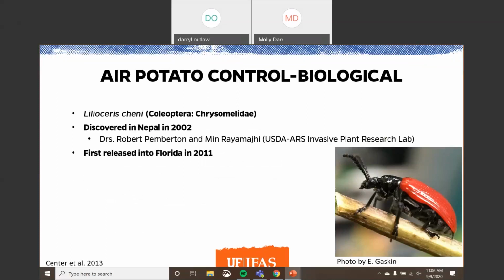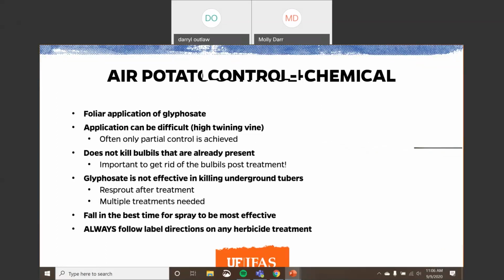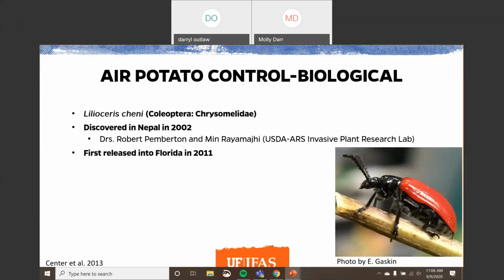Okay, but there is good news. So we covered mechanical control, we covered chemical control, and they're not super good options there. There is a biological control agent. So this is Lilioceras cheni. It's a chrysomelid beetle. We like to call it charismatic microfauna. It is red. They're super charismatic, super fun. They actually squeak. And so they, quote unquote, talk to you. So they're great for talking to the public about biocontrol.